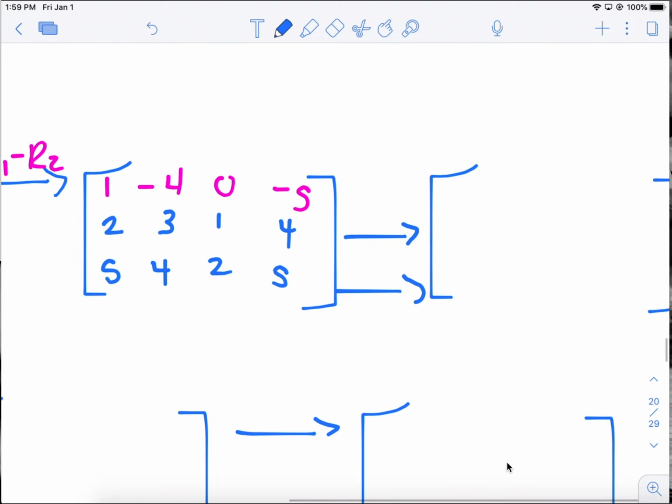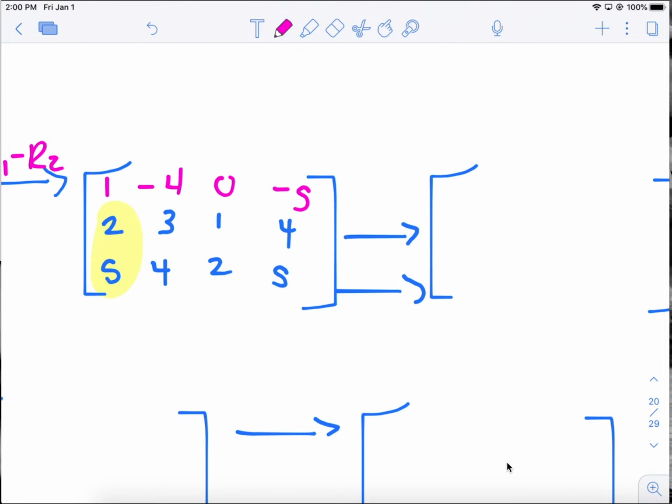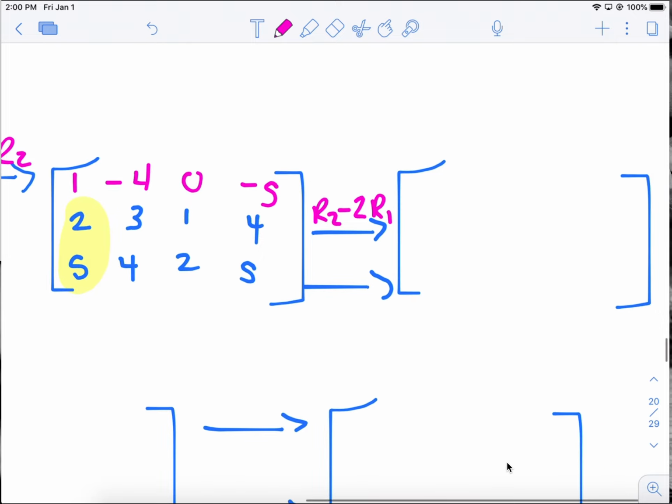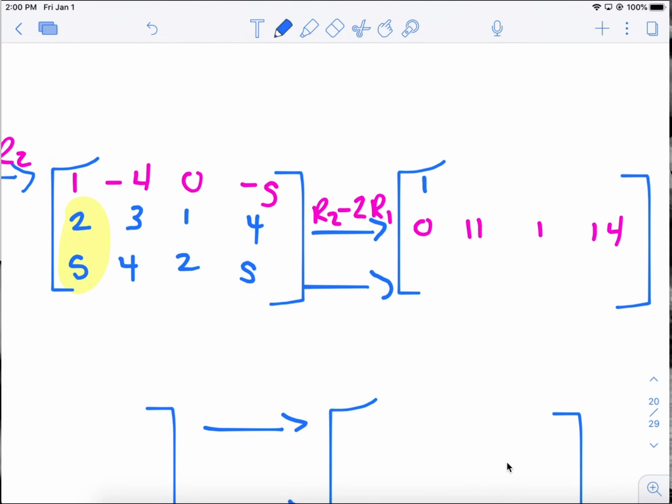Second thing I did is I was trying to zero out, because I have a 1 there, I was going to try and zero out these guys, okay? So what I did was I took this one, row 2, and I subtracted 2 of the row 1s. Okay, so basically 2 minus 2. When I did that, I got 0, 11, 1, and 14. My first row did not change, so he was staying.